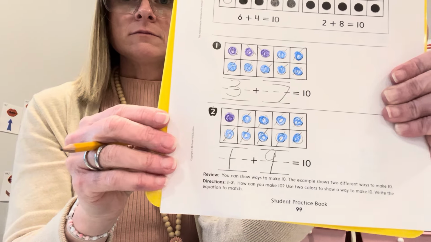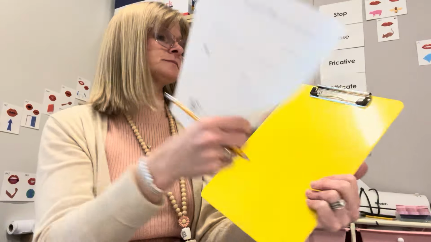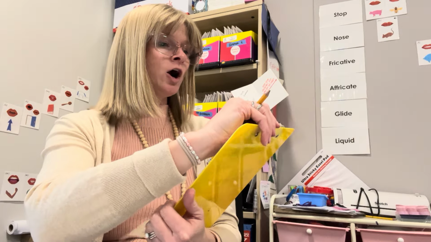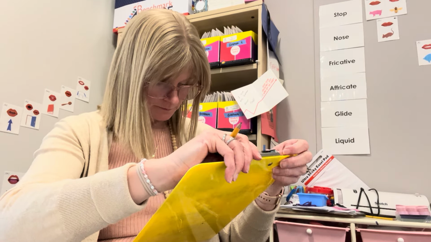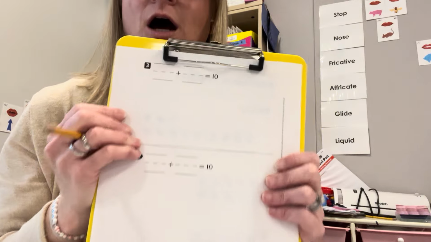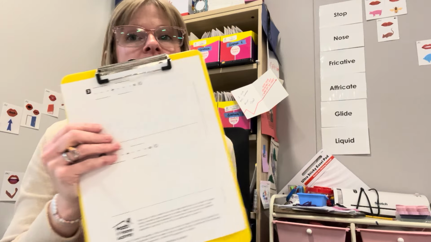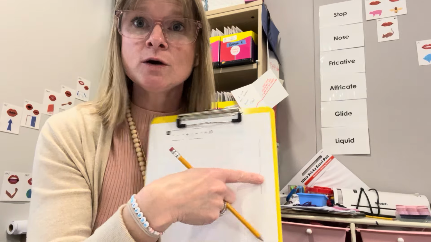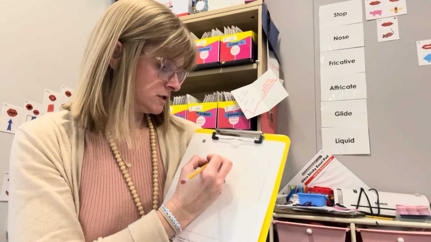All right, let's flip it over. All right, my friends. So we're going to draw our counters here. Ways to make 10. So we're going to draw 10 counters. Let's do it. Ready? 1.